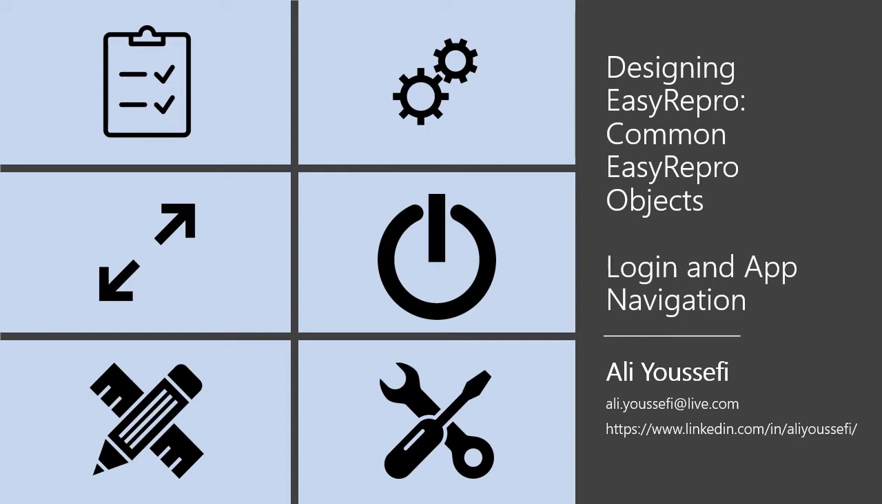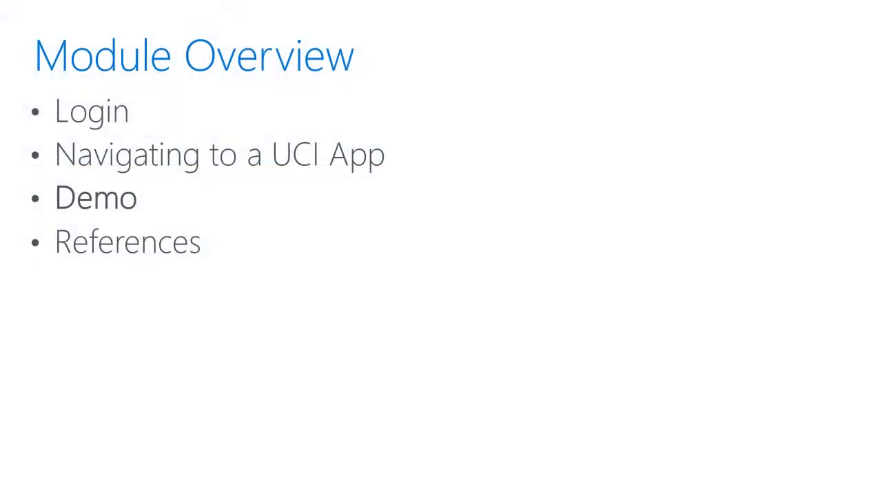This edition of Designing EasyRepro, we will look at the login and app navigation flow. We will cover the login object, the navigation object, and how to navigate to a UCI app, provide a demo demonstrating usage of each, and finally leave with some references.